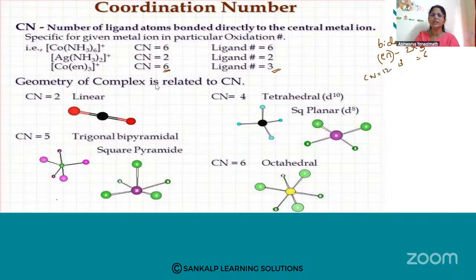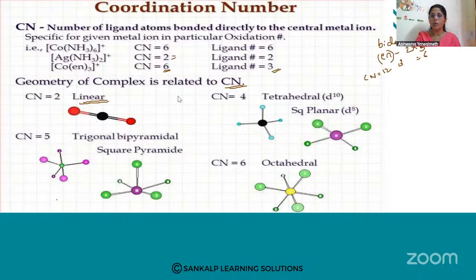Geometry of the complexes, let me just brief here. Again, we'll be studying in detail. Geometry of the complex is related to what? It is related to the coordination number. Understand this simply, and once you understand, the next complex topics can be understood very easily. If the coordination number is 2, then it will have what geometry? It will have linear geometry, linear shape or geometry. So here you can see coordination number is 2.